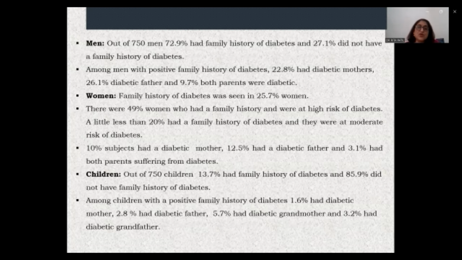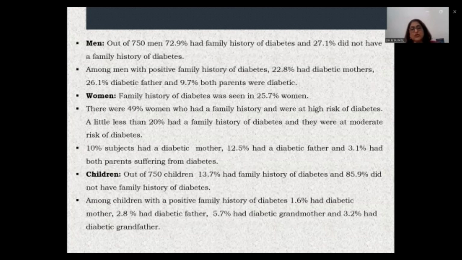For women, we saw that family history was there in a quarter of the women, where almost 50% had a family history and were at high risk of diabetes. A little less than 20% had a family history of diabetes and were at moderate risk. 10% had a diabetic mother, 12.5% had a diabetic father, and 3.1% had both parents diabetic.